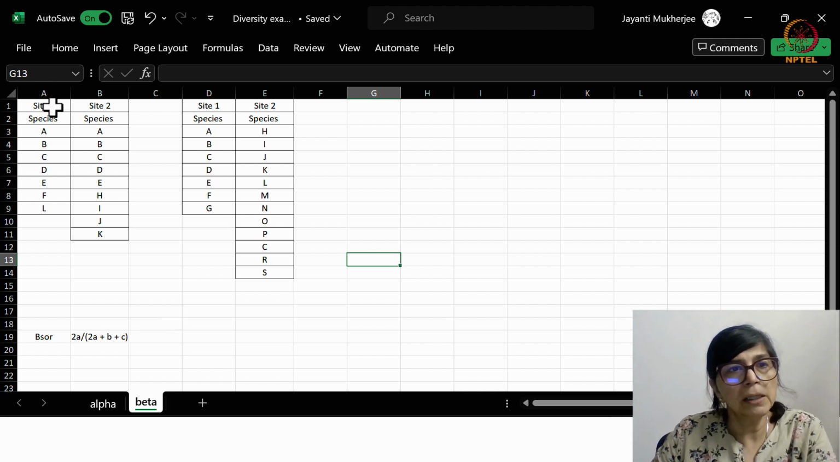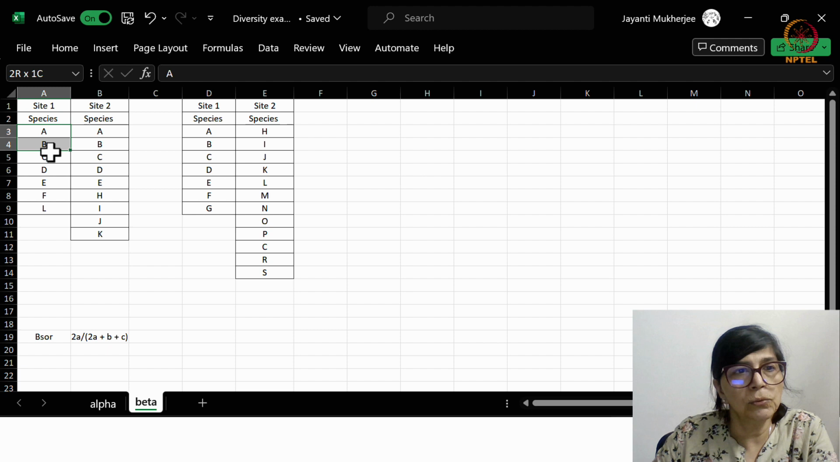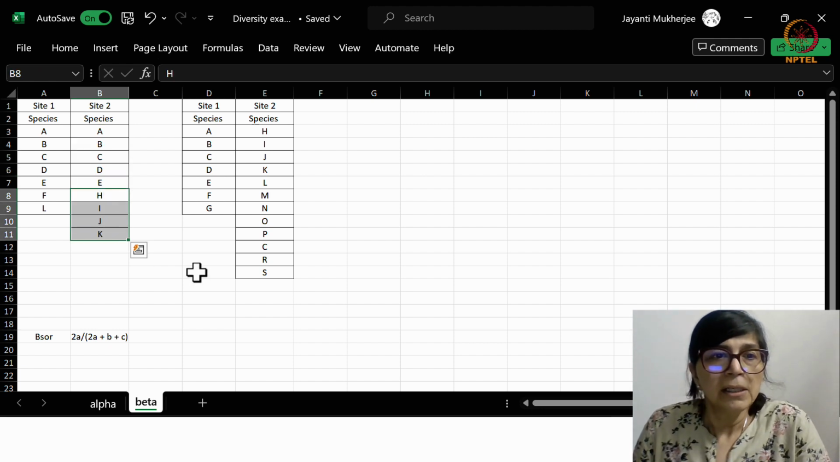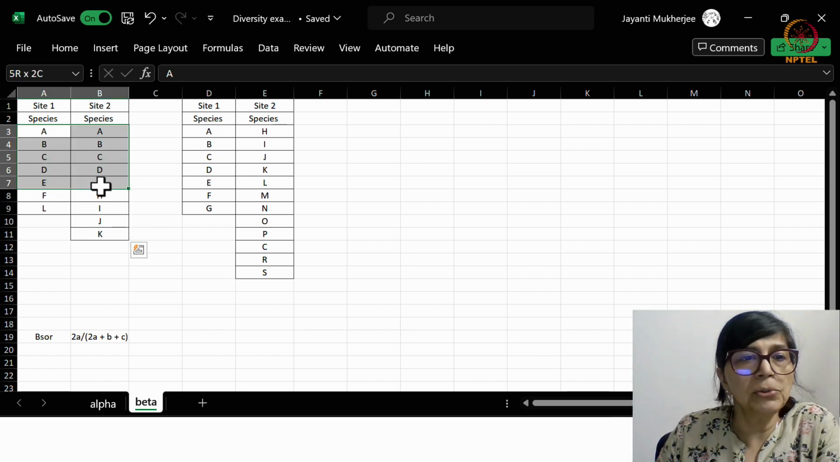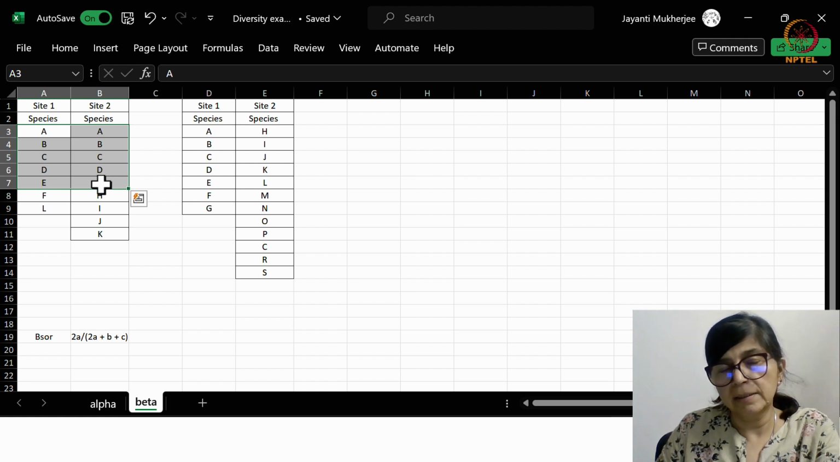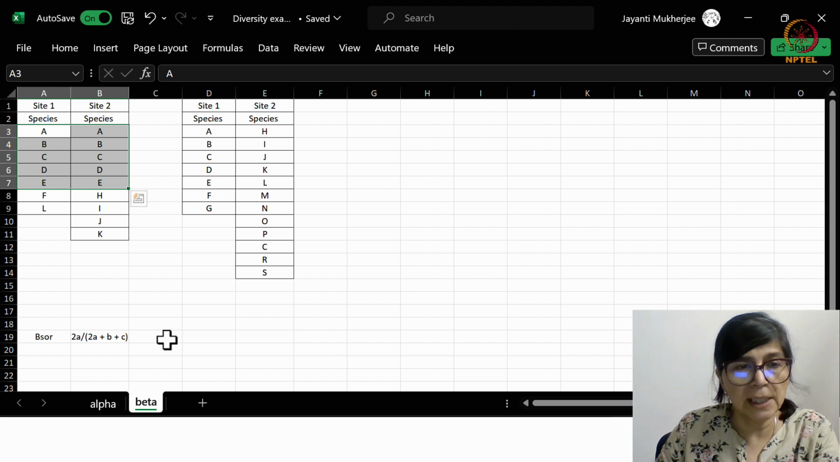So in site 1, you can see I have given A, B, C, D, E, F, L. Okay, now site 2 has A, B, C, D, E, now H, I, J, K. Okay, so the A, B, C, D, E are common to both the sites, which makes 5 species common to both the sites.